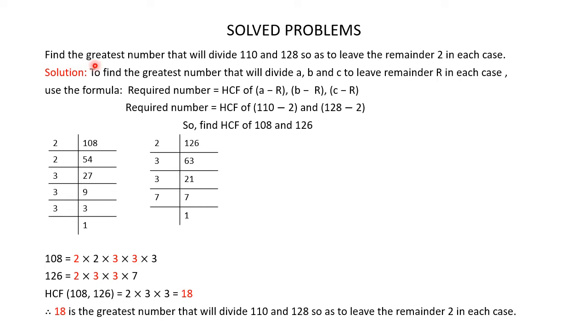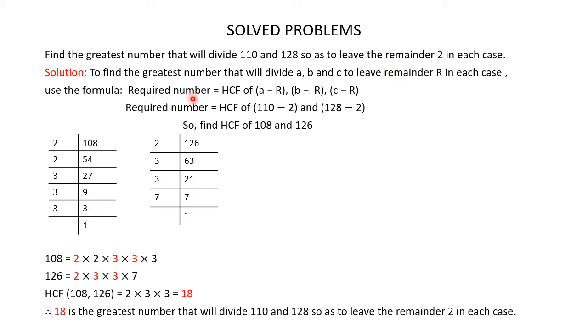Find the greatest number that will divide 110 and 128 so as to leave the remainder 2 in each case. Now when you look at this problem, you'll see that the remainders are the same and the value of the remainder is given. So now you know that to find the greatest number that will divide A, B and C to leave remainder R in each case, you have to use the formula.